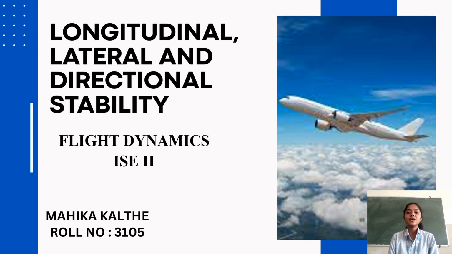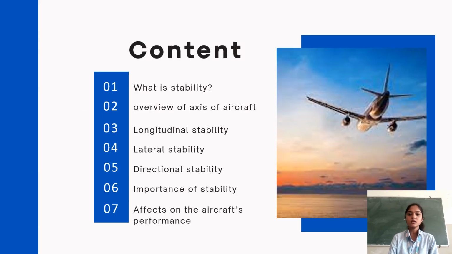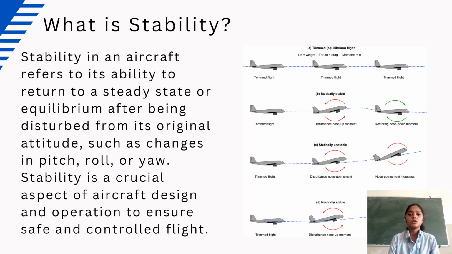And the topic is longitudinal, lateral, and directional stability. So, seeing the contents of the presentation, we'll be seeing what is stability, overview of the axis of the aircraft. Then we'll be seeing the three types of stability, that is longitudinal stability, lateral stability, and directional stability. Then we'll be seeing its importance and its effects on the aircraft's performance. So, beginning with what is stability?